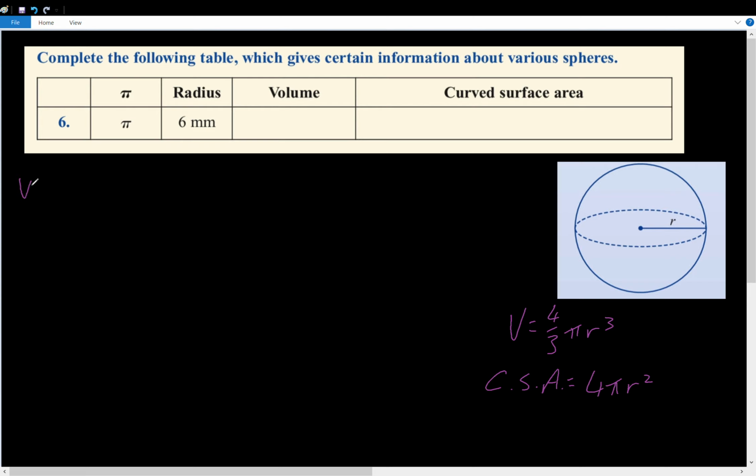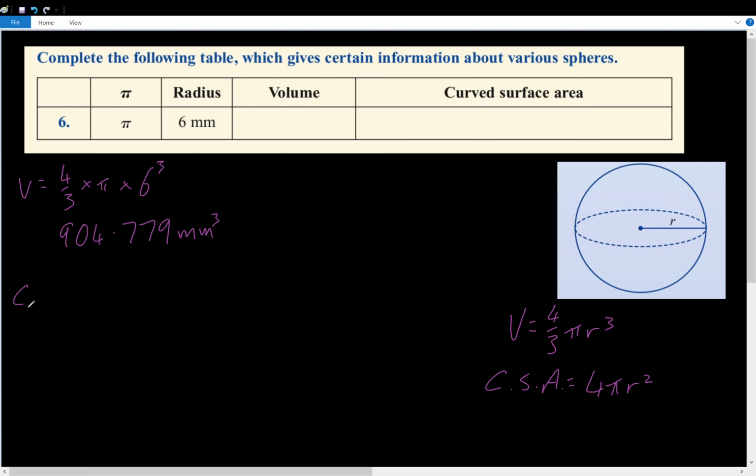So for a volume in this case, it's going to be 4/3 times pi times r cubed, which is 6 cubed. And if we stick that into our calculator and then round it to 3 decimal places, we get 904.779, and this time it's millimeters, so it's going to be millimeters cubed.